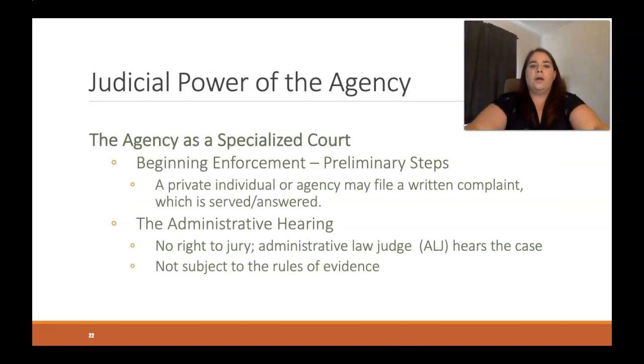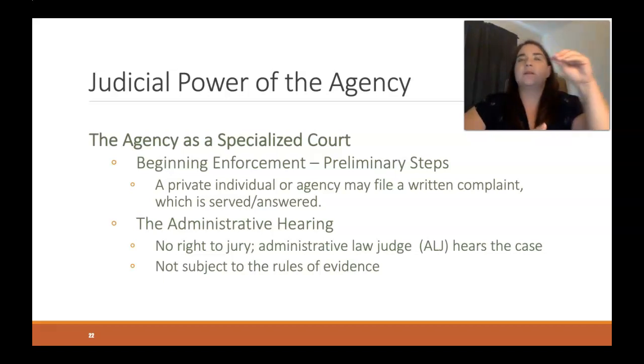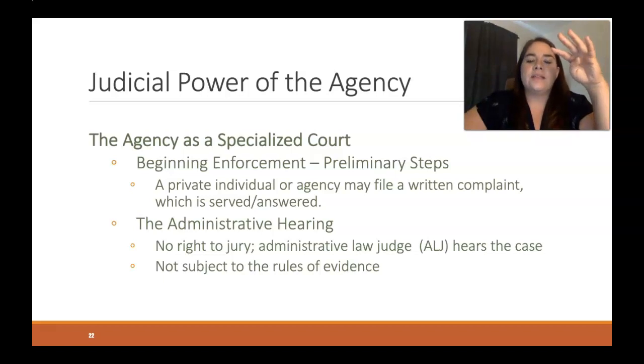Now, as I mentioned, we're in the third piece of this, which is the judicial power of an agency. So when we talk about the agency as a specialized court, they take preliminary steps. So again, that executive branch handles filing a written complaint, which the party then will answer and say, oh, I didn't do it, or they'll say, oh, I did do that, sorry. Then we have an administrative hearing.